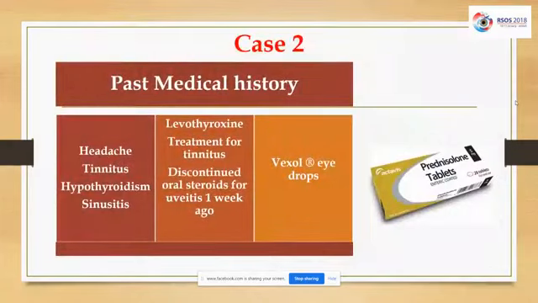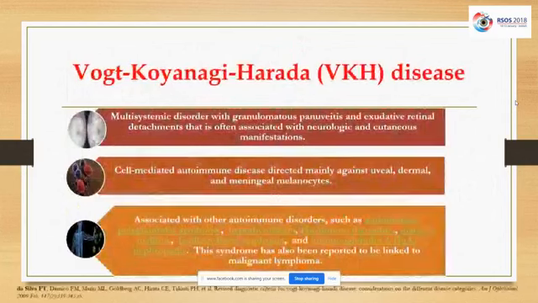If we go back to the history of the patient, the past medical history: this patient had a history of headache, tinnitus, hypothyroidism, and sinusitis, and probably those symptoms are related to vestibular auditory symptoms and central nervous system symptoms. So you may suspect, with the clinical findings and the serous detachments in both eyes, that the patient may have Vogt-Koyanagi-Harada disease.